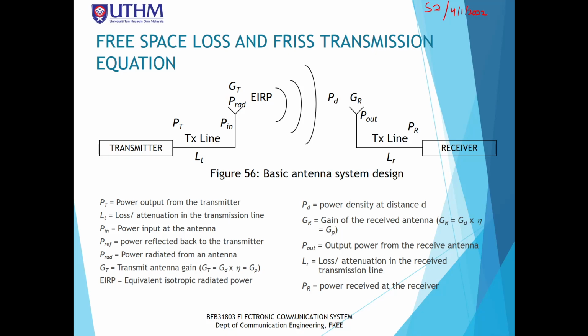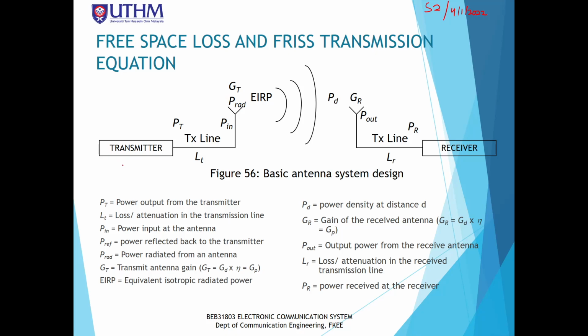Okay, so now let's look into the free space loss and the transmission equation, and this will come out in the final exam. Again you see my favorite picture: the transmitter, the receiver, and also the medium. So again we refresh what we have learned previously. This slide has been shown twice in chapter 5, so previously you have seen this slide in the previous topics. Now let's refresh again about the important parameters.